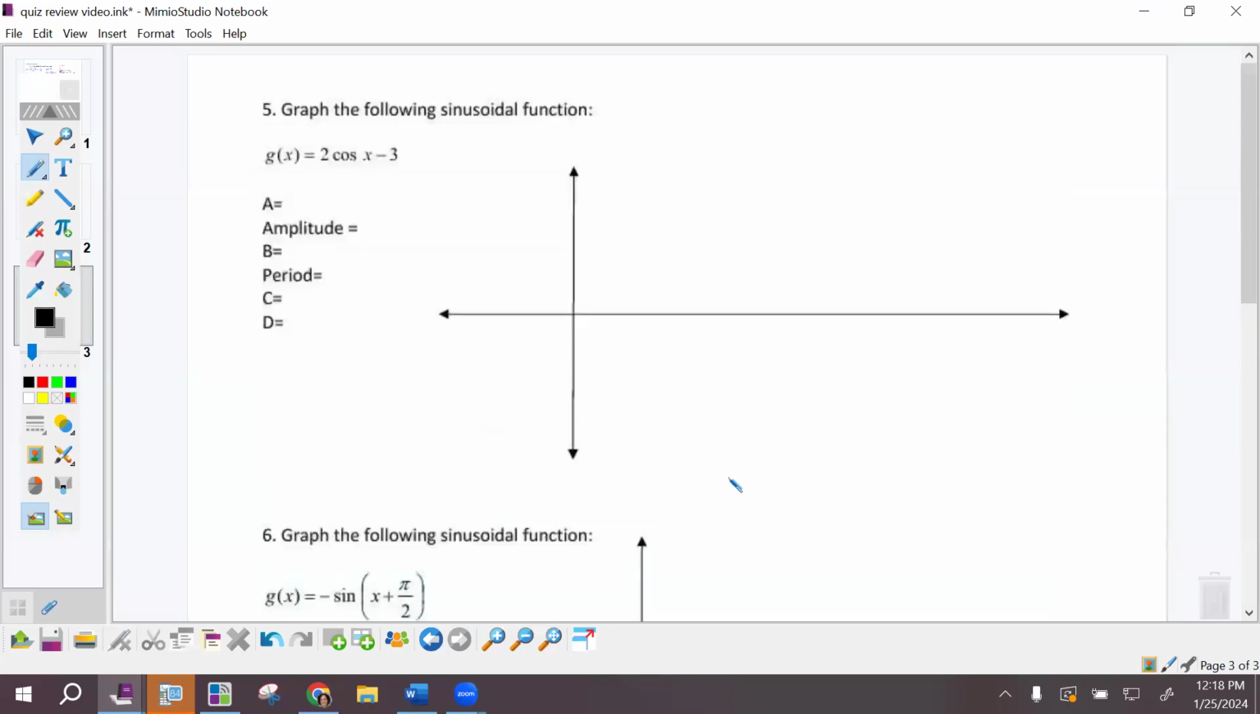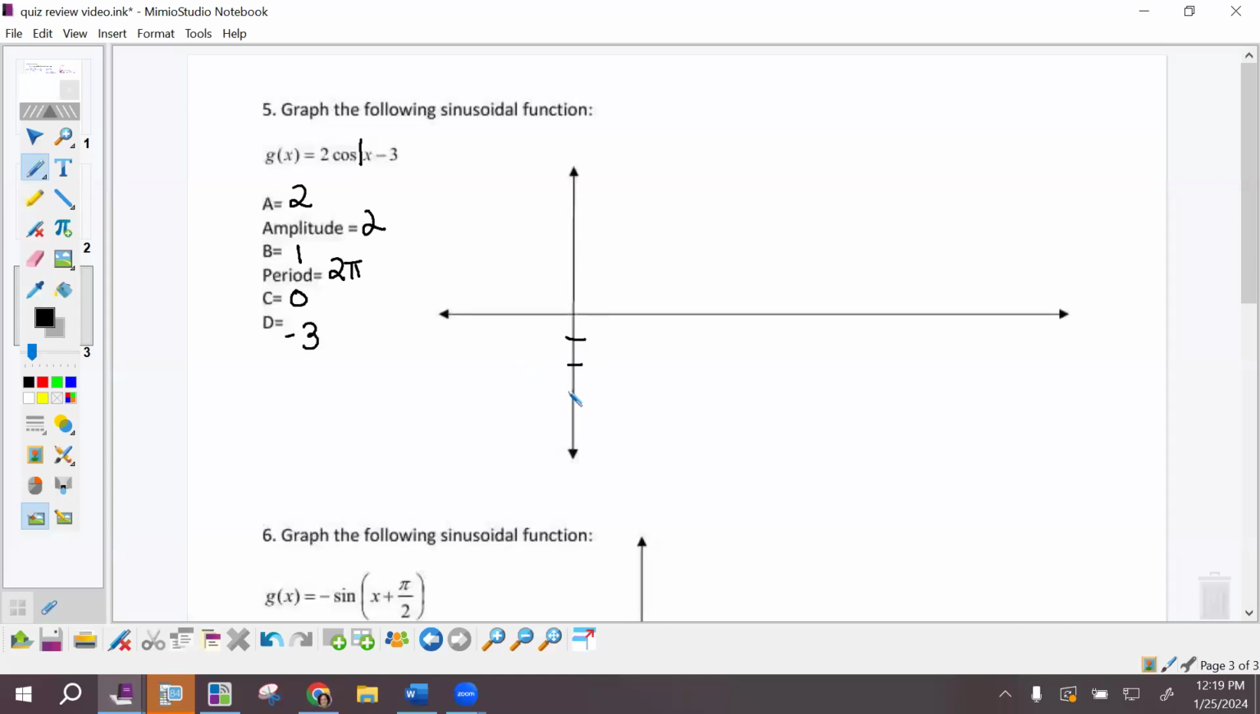All right, now we're going to make the graph. You can list out these properties if you want. You don't have to. If that's helpful to you, do that. So A is the value of 2. Amplitude is always positive. So the amplitude is also 2. Here the B value is 1, because there's a 1 here, which means the period is 2 pi divided by 1. There is no C value, and the D value is at negative 3.